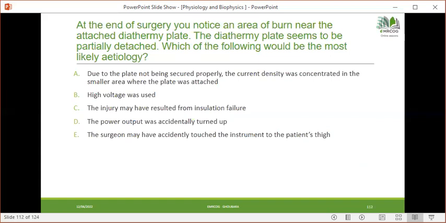At the end of surgery, you notice an area of burn near the attached diathermy plate. The diathermy plate seems to be partially detached. Which of the following would be the most likely etiology? Very famous question. They always ask, or the question revolves around the concept of what happens when the return plate is misattached or partially detached. And which kind of diathermy uses the plate, or return plate?